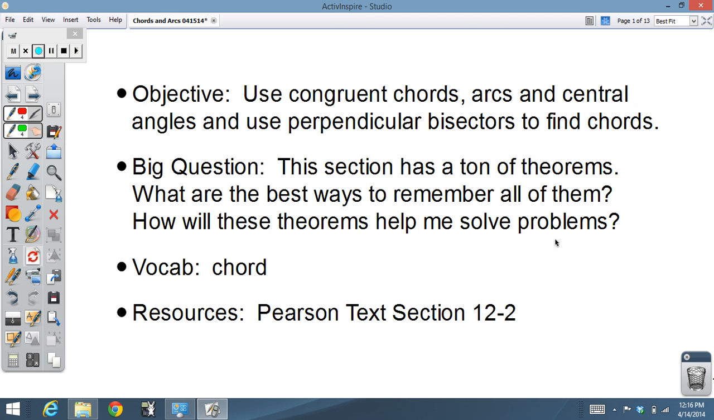But basically, we're going to be looking at what chords are. So we got a ton of theorems. What's the best way to remember all of them? Or more specifically, how to use them, because these theorems are going to help you solve problems. Our only vocab today is chord, and we will be looking at Pearson section 12.2. I will only do two examples at the end. Again, you will want to check on your own examples and follow through, make sure that you are understanding as you go along. So cross-reference with the book if you must.